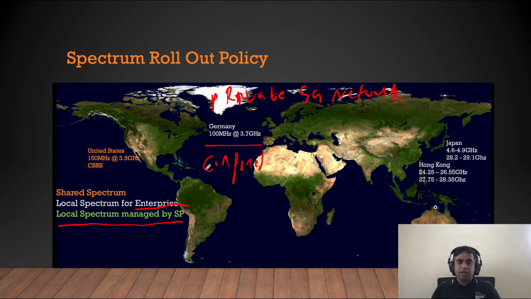So this spectrum, as I was saying, is available for private use. In fact, multiple countries, for example Germany, Japan, Hong Kong, and some more countries follow this strategy, where a certain range of the spectrum is available for direct consumption by the enterprise. And in APJC, the new thing that we are seeing is that the spectrum is available in the mmWave segment as well.